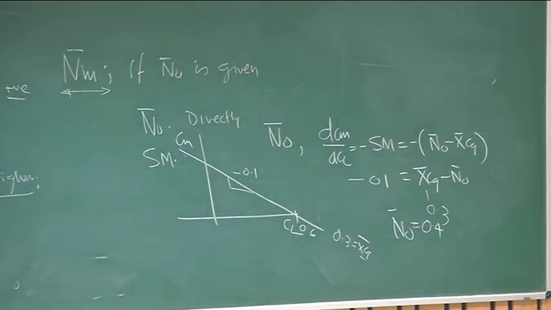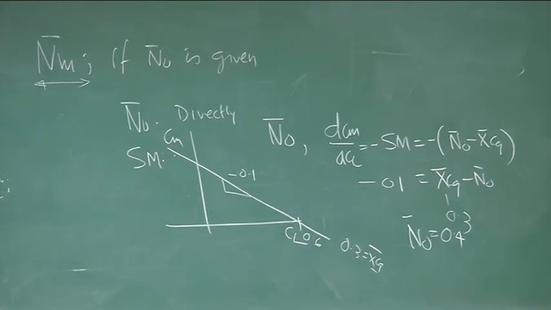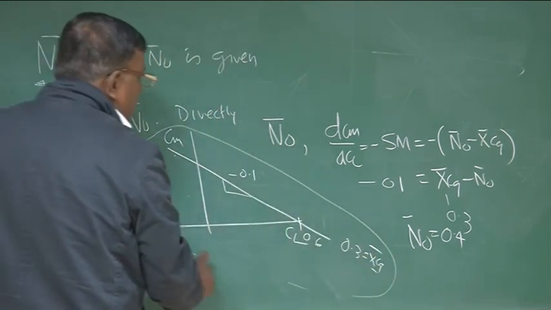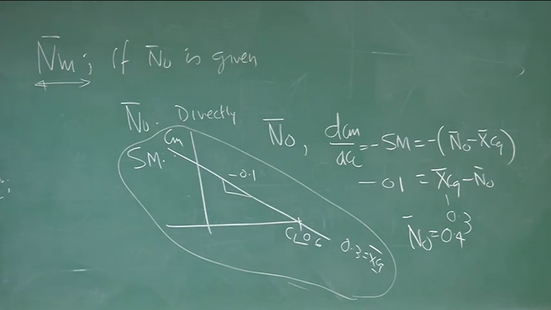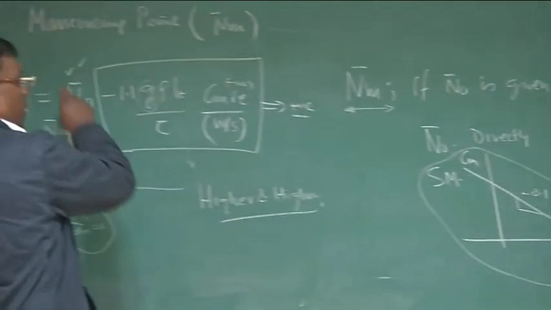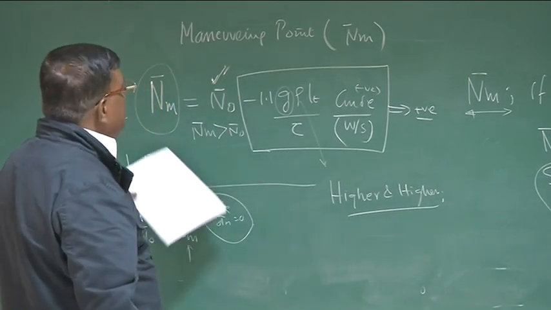So, two ways you'll find mostly the problems are displayed like this. You should very carefully know this. With this information, you can easily find out the N0 or neutral point, stick fixed. So once I know N0, N0 bar is known. What information do I require to find Nm?